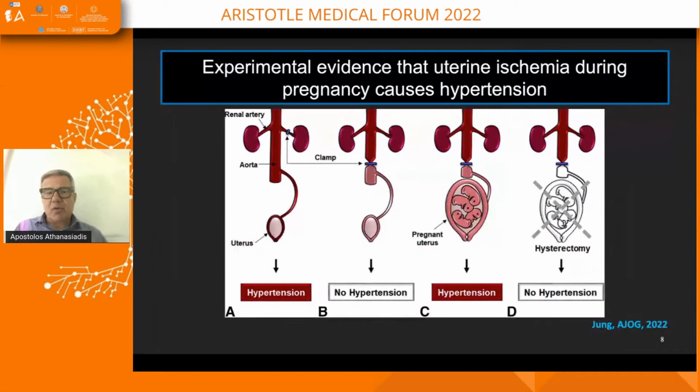And here is experimental evidence about the uterine ischemia. Here we see that if they clamp the renal artery, we have hypertension in a non-pregnant rat. If they clamp the aorta in a non-pregnant rat, we have again no hypertension. In a pregnant rat, this clamping is causing hypertension. And in this rat, if we do a hysterectomy, we have no hypertension. So the ischemia is causing hypertension.